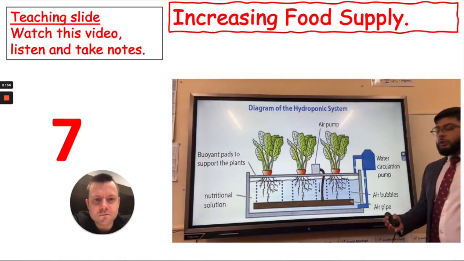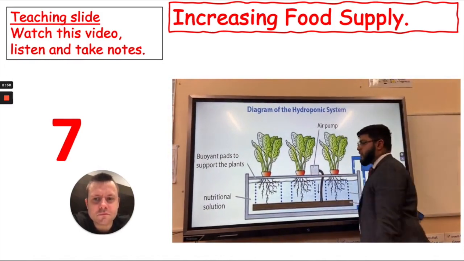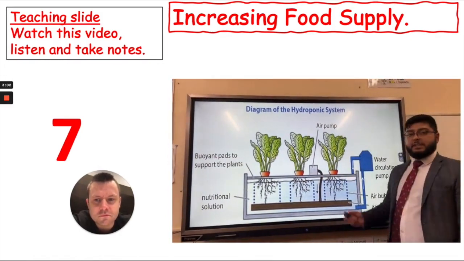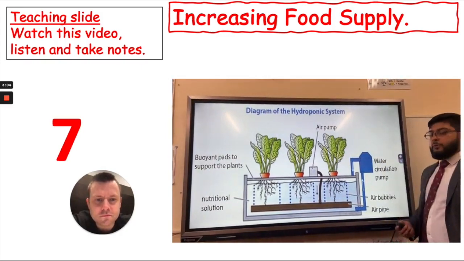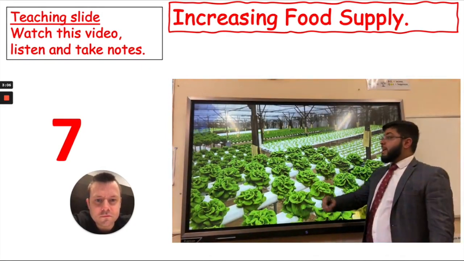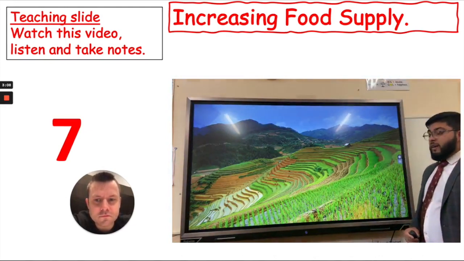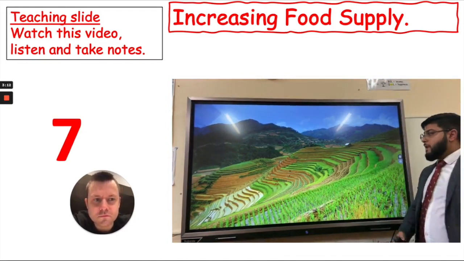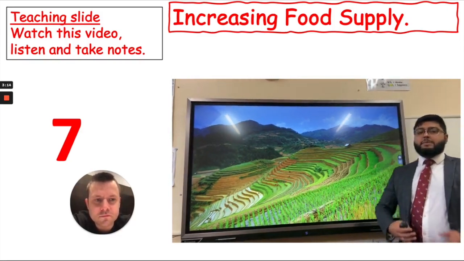There is also hydroponics as well. Hydro, thinking about water. Instead of using water, they use a nutrient solution to give all the plants the nutrients they need to improve crop yields, and that's what that looks like in real life. The next thing is the new green revolution. So the old green revolution was all about improving crop yields. The new one is about sustainability.